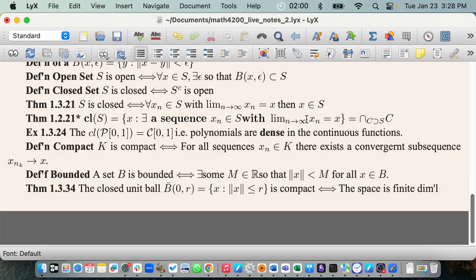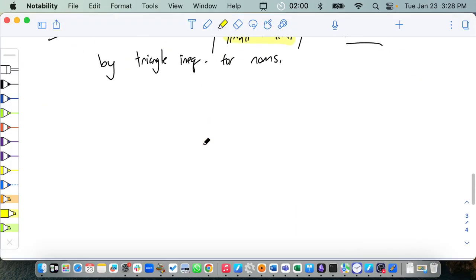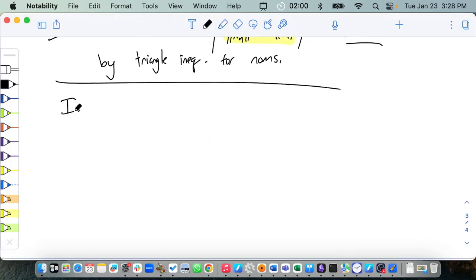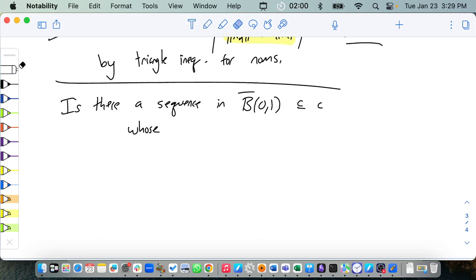Because my question was going to be, can you think of a sequence that has no convergent subsequence? There are lots of sequences like that. So let me phrase that problem to you now. Is there a sequence in B bar 0, 1, again let's work in C, the bounded sequences, that has no convergent subsequences?